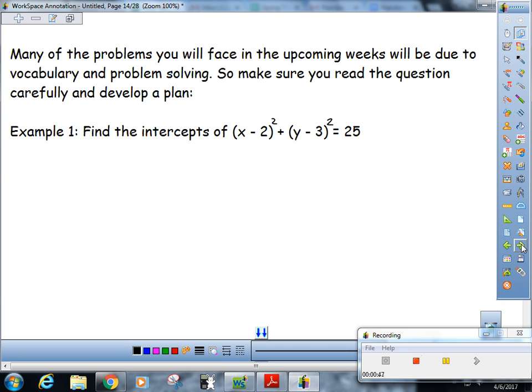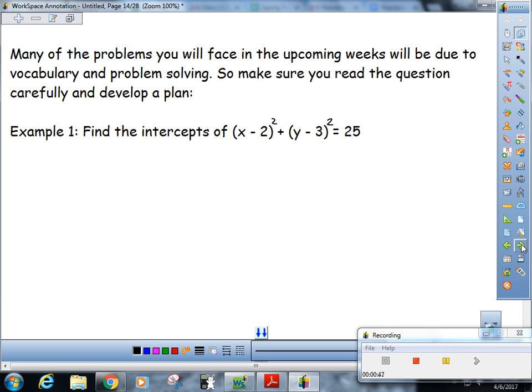I love this chapter. So, what it says here is many of the problems you will face in the upcoming weeks will be due to the vocabulary and problem solving. So make sure you read the question carefully and develop a plan. So look, this is a question that could come out of your Algebra 1 book, except now we've got a circle equation. Do you recognize that as a circle? And it says find the intercepts. So the point being, if you don't know what an intercept is, then that's what's going to hold you up. So what are the intercepts?